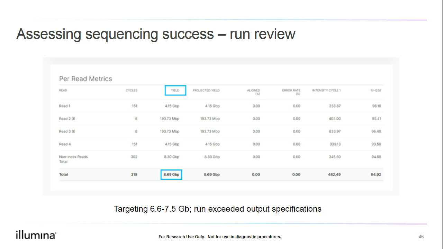First, we can check our yield. So in the yield column, we can go all the way to the bottom to see the total yield for the run. Here, we see it as 8.69 gigabases. From the specifications page, we are expecting 6.6 to 7.5 gigabases, and our yield of 8.69 gigabases exceeds this target, which is absolutely fantastic. So this lets us know that our yield for the run is high, and it exceeds our expectations and specifications.